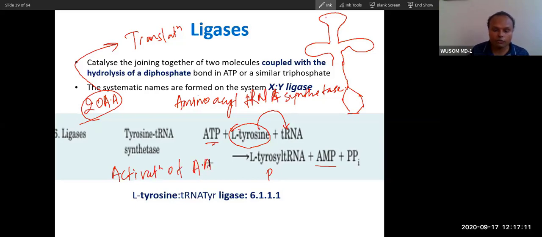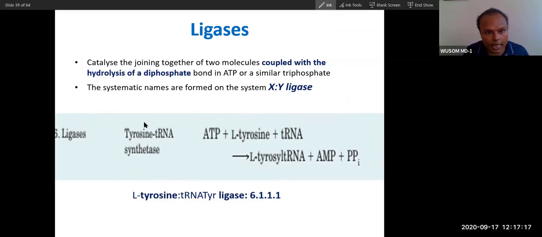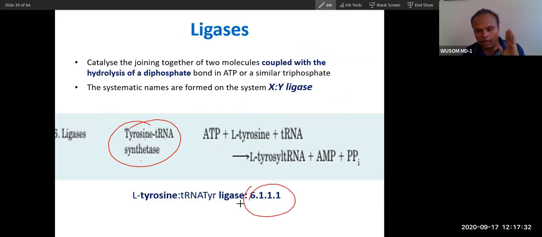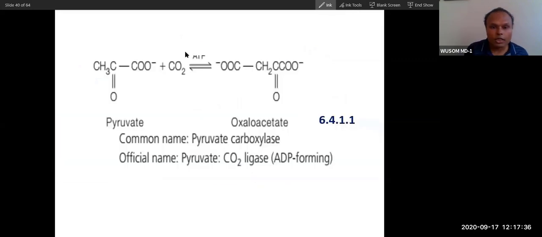I am giving you extra information so that it will be easier to understand the translation process. Did you understand? This is tyrosine tRNA synthetase, so you can see tyrosyl tRNA here. This is a ligase, one of the 20, with enzyme commission number 6.1.1.1. Now this next one is very important for me.